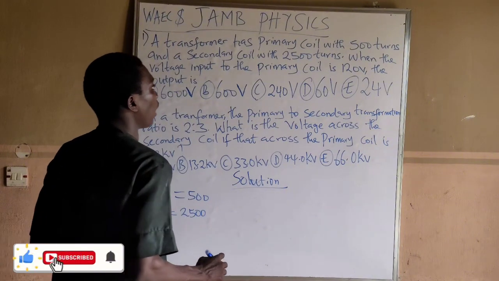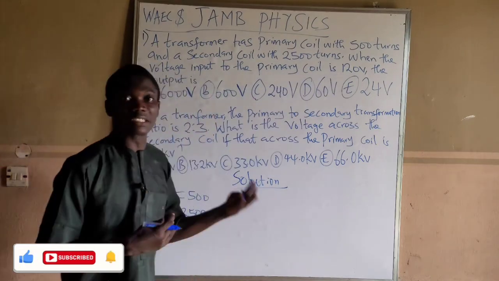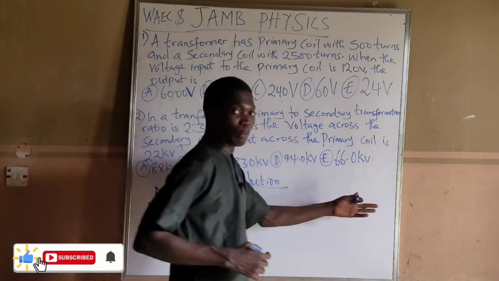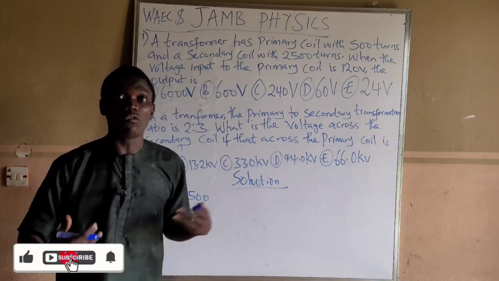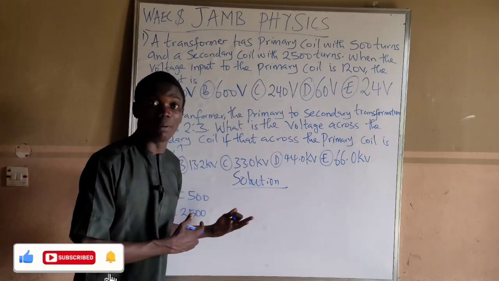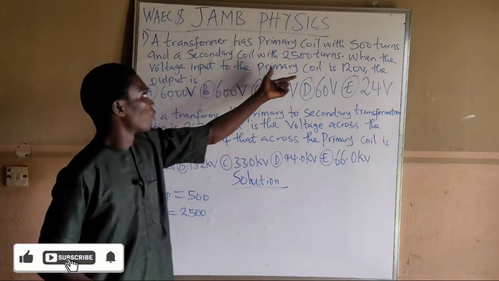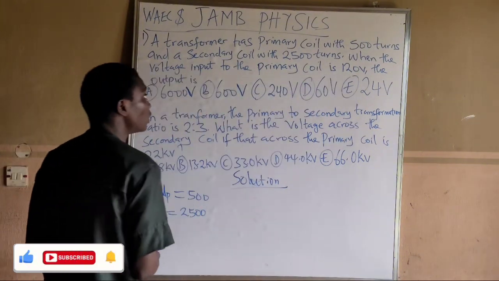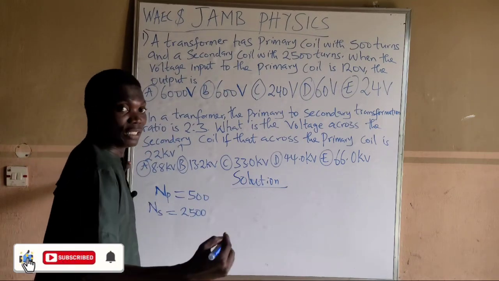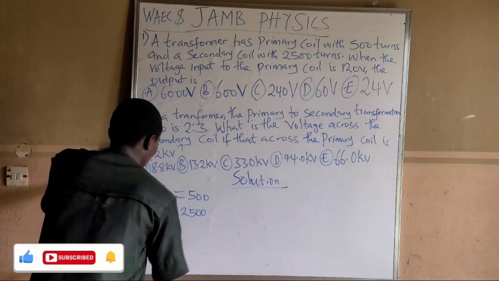2,500 turns. When the voltage input to the primary coil is... this is telling you that in the transformer, we have an input voltage and we have an output voltage. The input voltage is the primary voltage, and the output is the secondary voltage. So the input voltage is given to be 120 volts. You can either take it to be EP or VP. I will take it as EP.